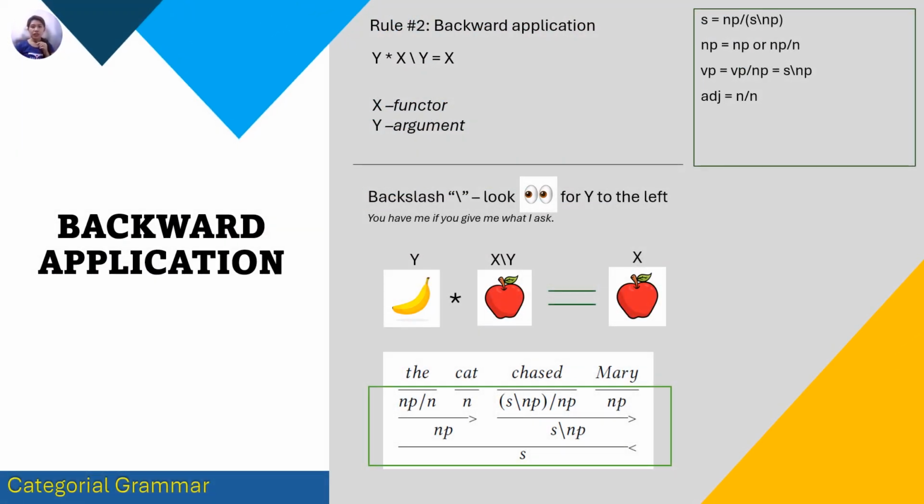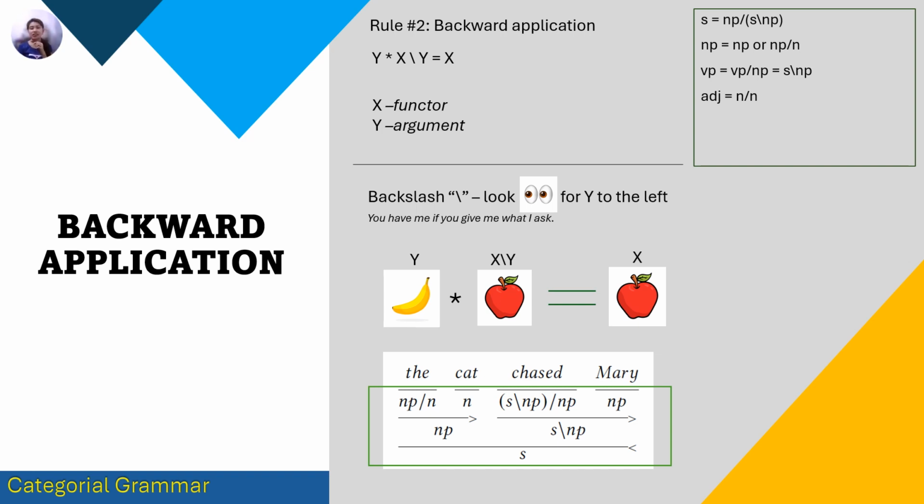For the backward application rule, we'll use this equation y times x backslash y equals x, where x is still the functor and y is still the argument. The backslash, just like the forward slash, serves as our guide. Backslash means we will look to the left. It's like x asking a y from the left. Give me a y coming from the left.